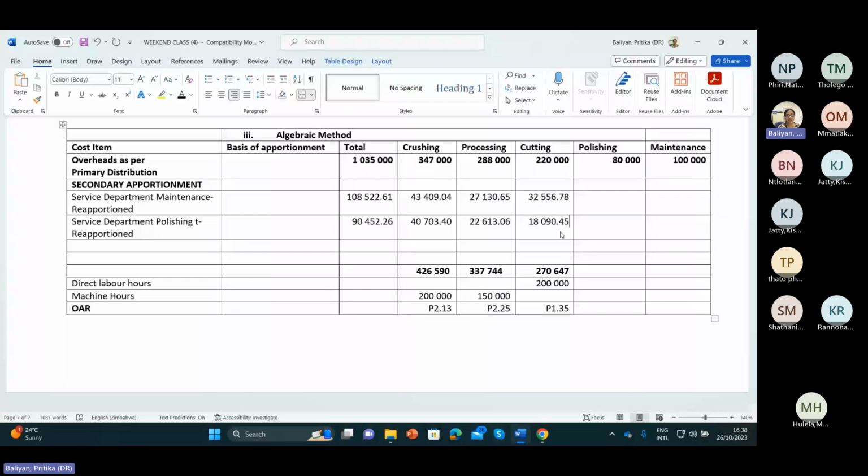Then we calculate the total. For the total, you add the amount from primary. All these three amounts will be added.